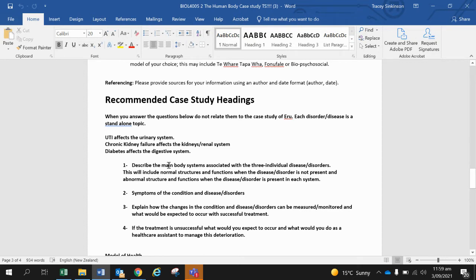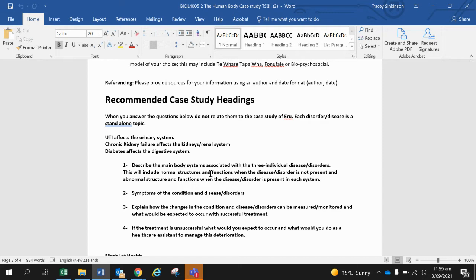I want you to describe the main body system associated with, now you've gone the first one, individual disease or disorder. This will include the normal structure and functions when the disease or disorder is not present, and then when the disease is present, the abnormal structure and function. What's going wrong? So for a UTI, you're going to talk about the urinary system in general, using your workbook, using my presentation. Do not go into depth about the kidney, just in general. Go into depth about the other stuff. How it works normally, okay? Mainly to do with the urinary system.